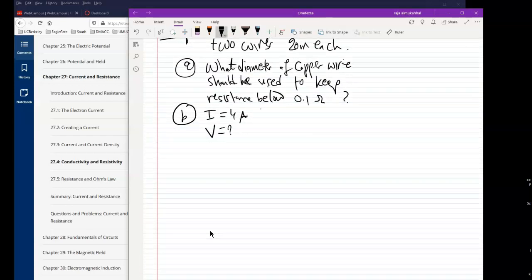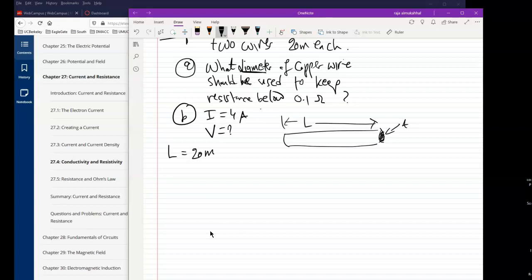So let's see what's given. What's given to us is that the length is 20 meters, this very long wire, and he's asking for what diameter. Well, let me get the cross-sectional area first. So here's a wire, think of it like that. The length of this wire is 20 meters. He's asking for the diameter. So let me get the cross-sectional area here.